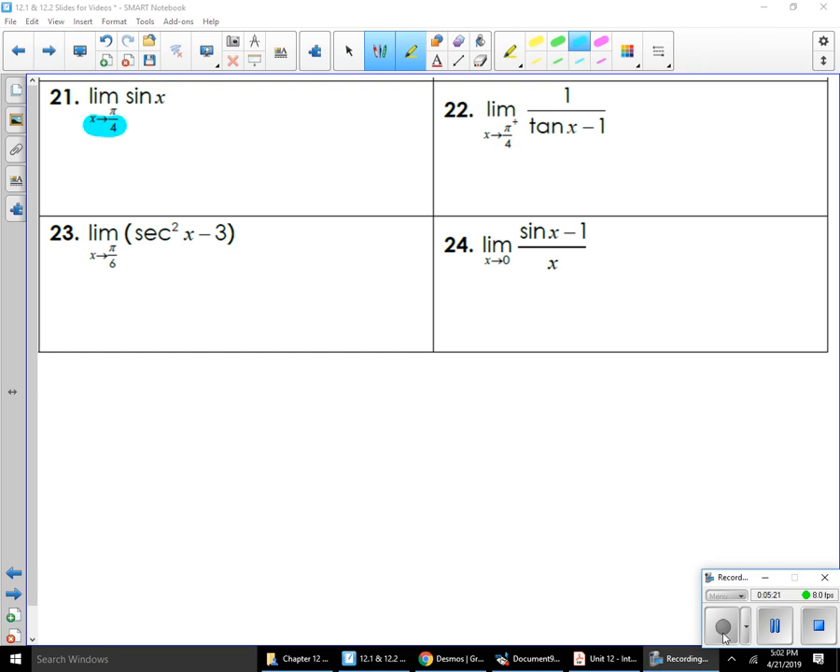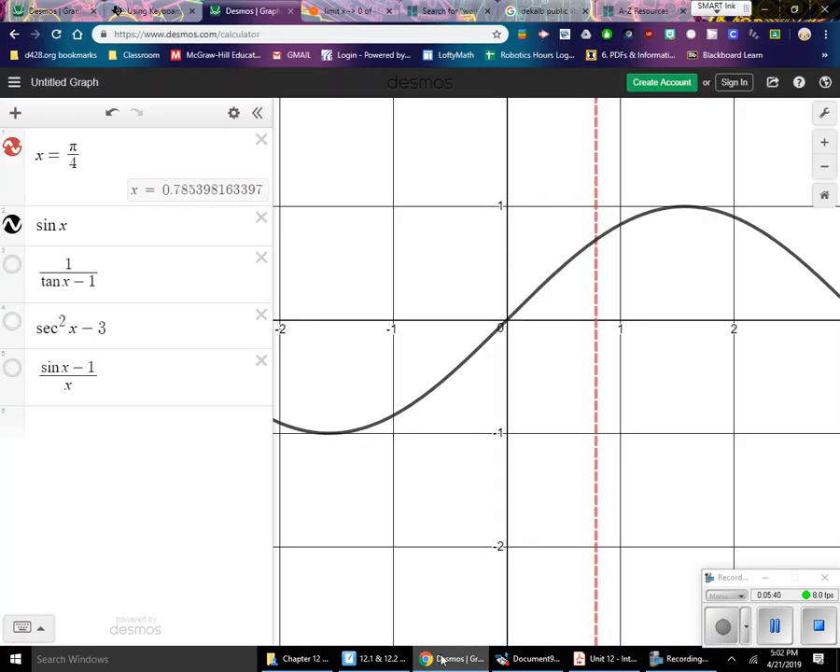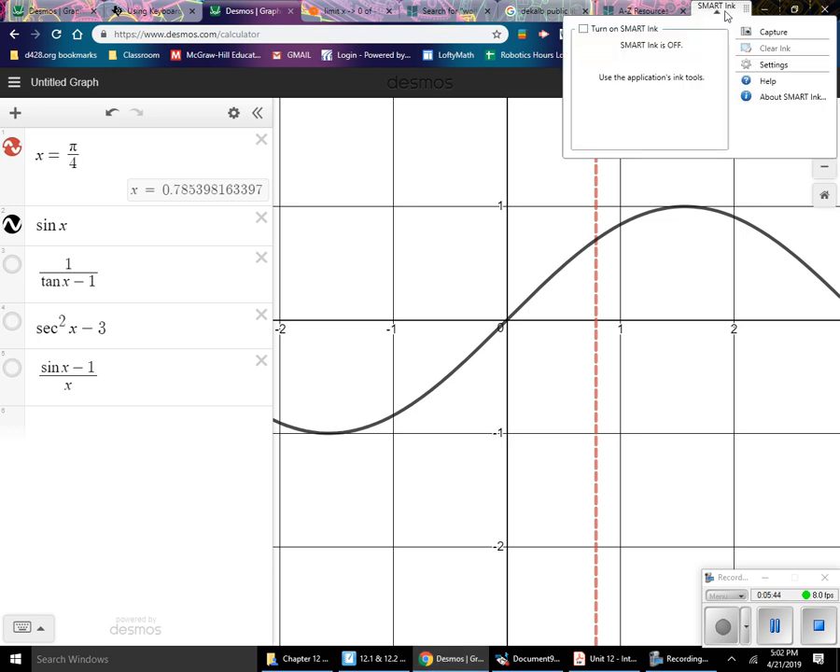So looking at 21 here, this is a two-sided limit. As x goes to pi over 4, I want to know the limit of sine of x. Now, maybe you got a unit circle handy, but sine of x is defined at pi over 4. So that's just root 2 over 2. But hey, let's say you didn't have a unit circle handy and you actually wanted to check that because you love trig. There we go.